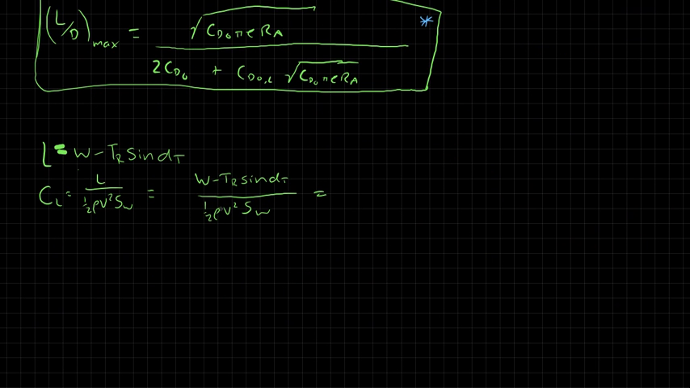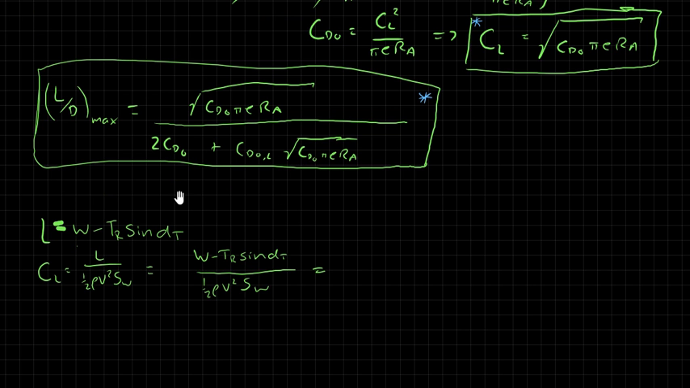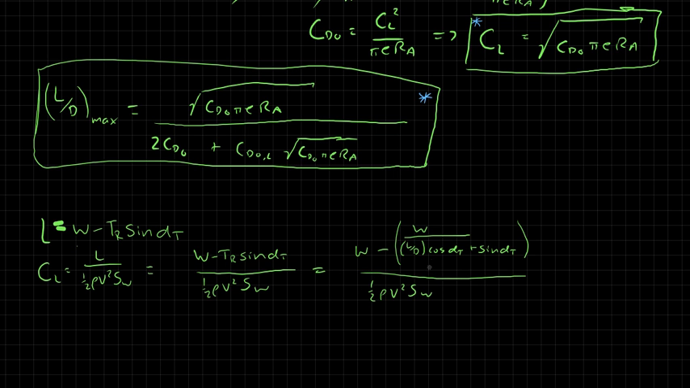So our CL then, sorry, I want to scroll down just a little so we have our maximum lift over drag CL in there. Okay, so what we'll have then is W minus W divided by L over D cos alpha T plus sine alpha T, put all that in parentheses, all divided by 1/2 rho V squared SW. Okay, now we can simplify this. Oh, excuse me. This should also have a sine of alpha T here.